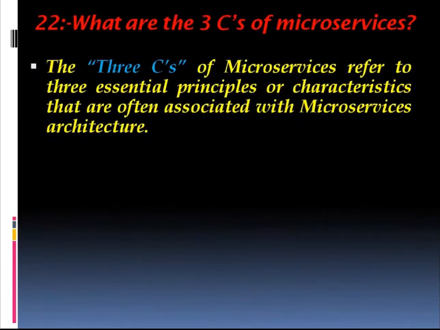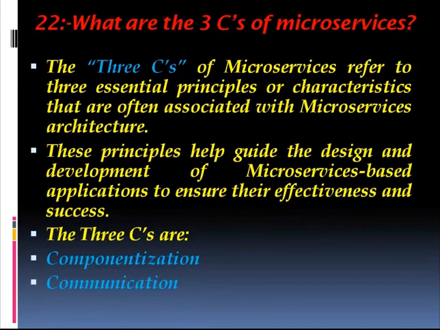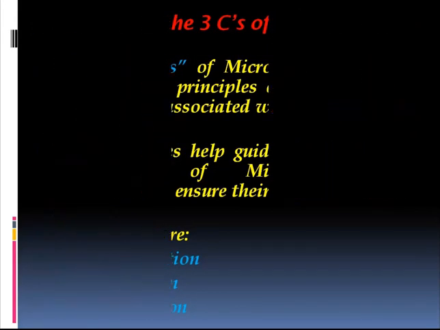What are the 3 C's of microservices? The 3 C's of microservices refer to the 3 essential principles or characteristics that are often associated with microservice architecture. These principles help guide the design and development of microservice-based applications and ensure their effectiveness and success. The 3 C's are componentization, communication and containerization.